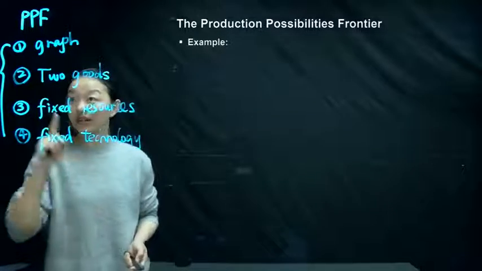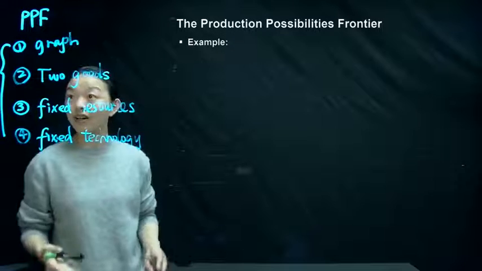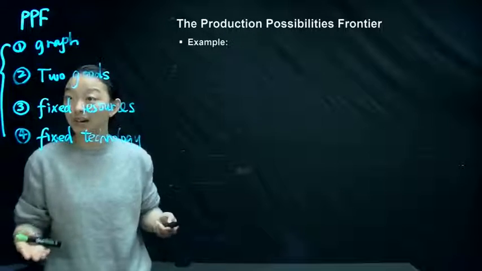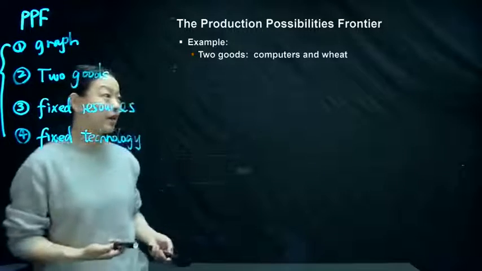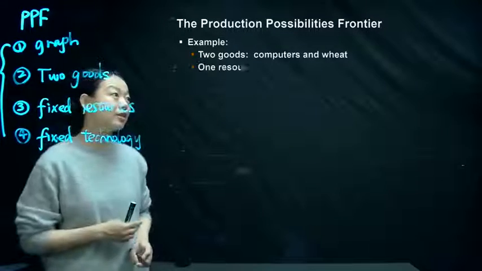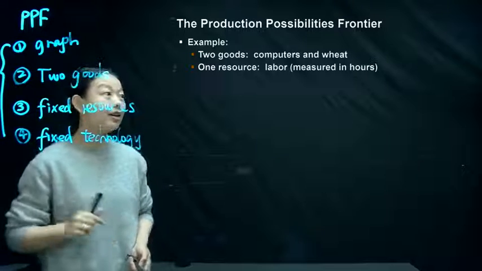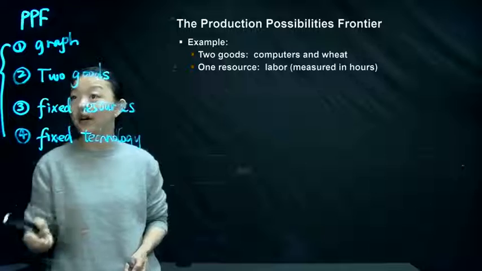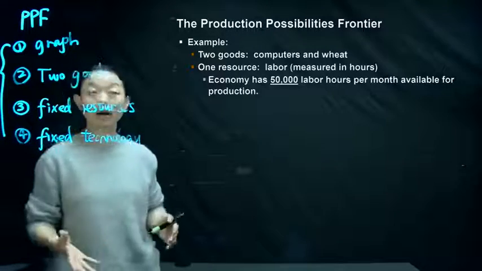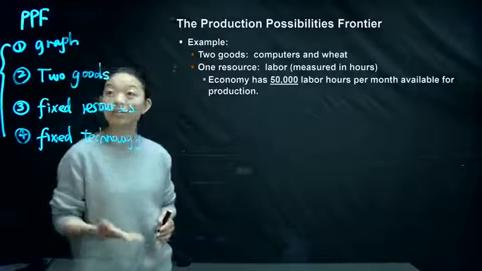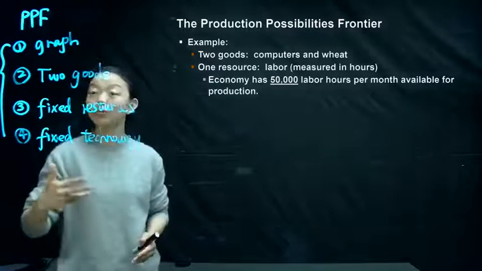So let's look at one example of how we can apply the definition of PPF to draw a graph. We assume there are only two goods, computers and wheat, and only one available resource, that is labor, measured in labor hours. The economy has 50,000 labor hours available to produce these two products.